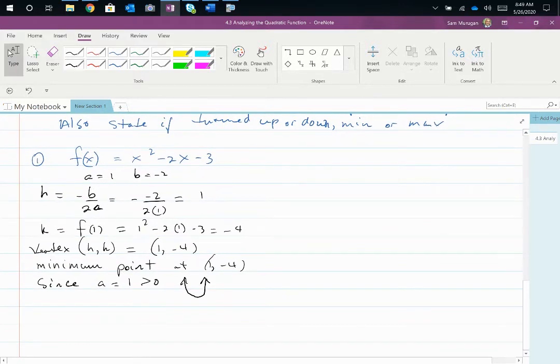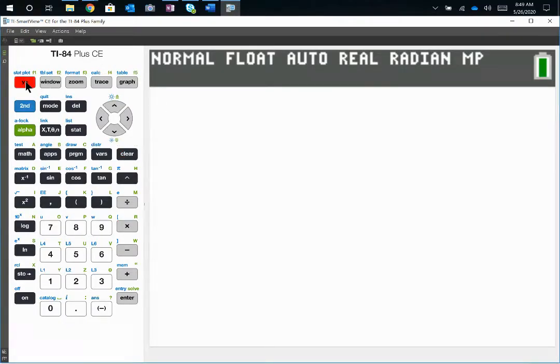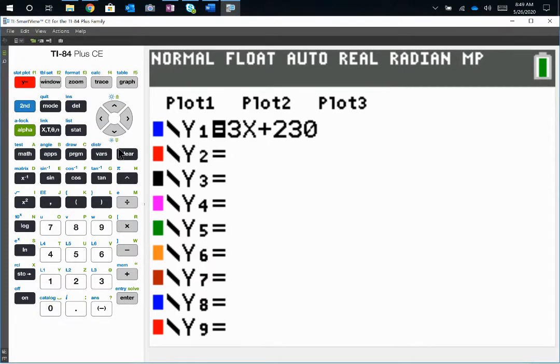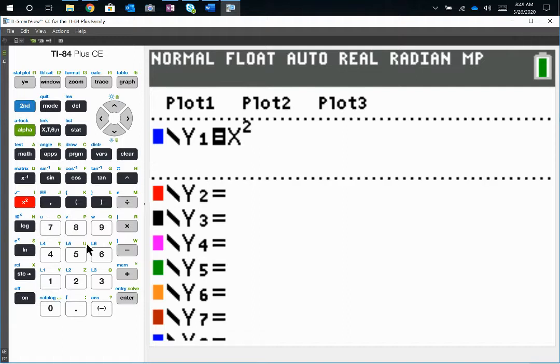I'm going to show you a couple of things on how to find this vertex with your calculator. So open your calculator. Y equals, clear whatever you have in there and type in your function, x squared minus 2x minus 3. Notice I'm using minus signs, not the negative button.